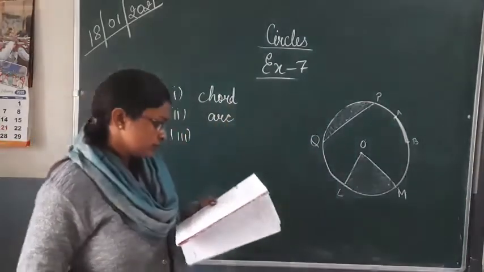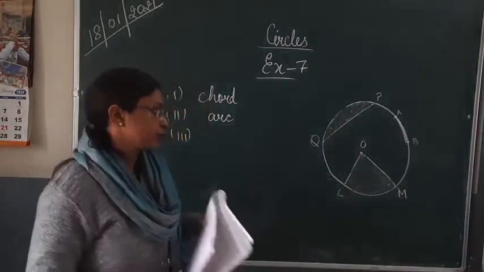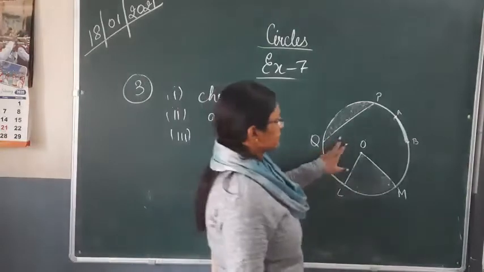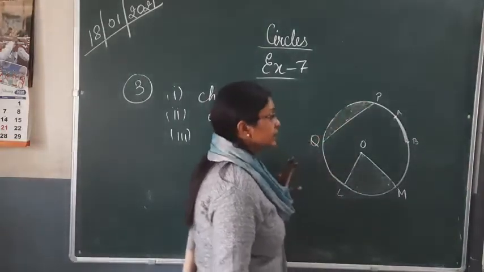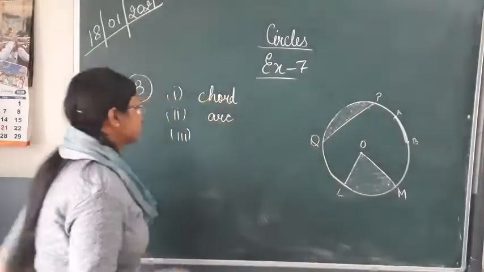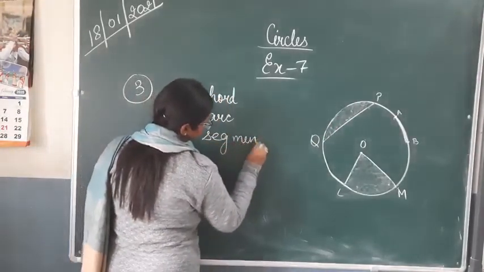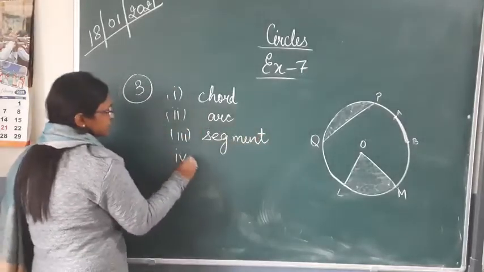Number 3rd, the shaded portion of the circular region bounded by the line segment PQ. This shaded portion, इसे क्या कहते हैं? This shaded portion is known as the segment of the circle. So we will write there segment.